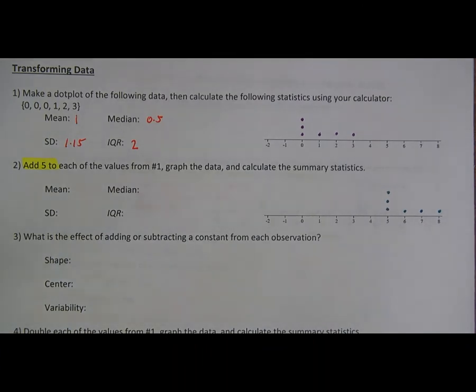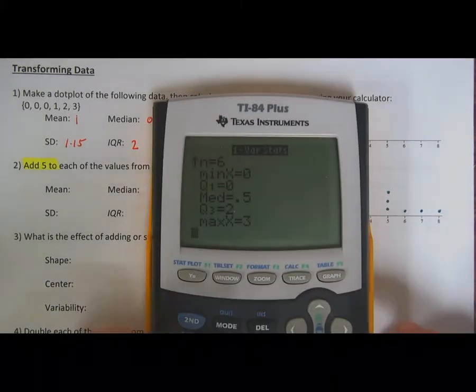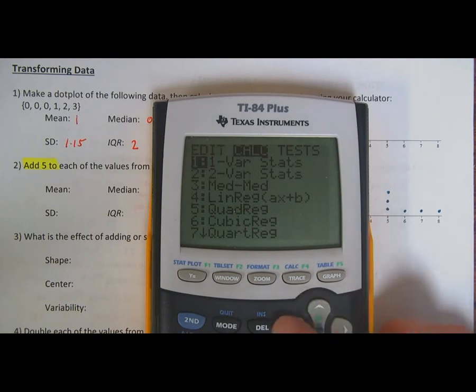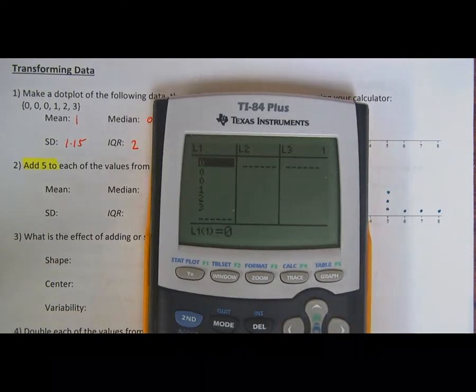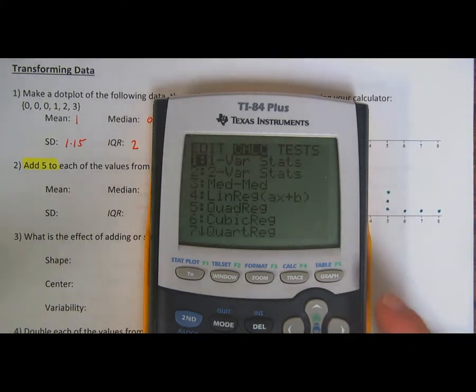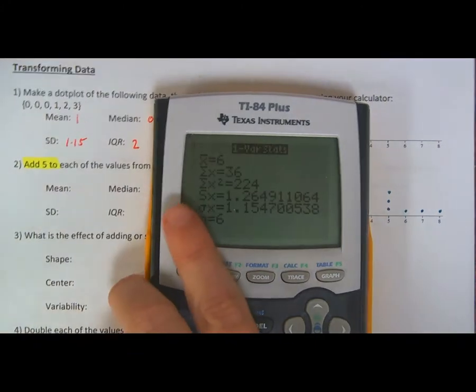Did the shape of the distribution change, or is it still right skewed? It's not only still right skewed, it has the exact same shape. Everything just got scooted over to the right by 5 units. Let's see how that affects the mean, median, standard deviation, and IQR. Stat edit. I'm not even going to bother clearing it out, I'm just going to type right over my old entries. So 5, 5, 5, 6, 7, 8. Stat, calc, one variable statistics, enter, enter, enter.